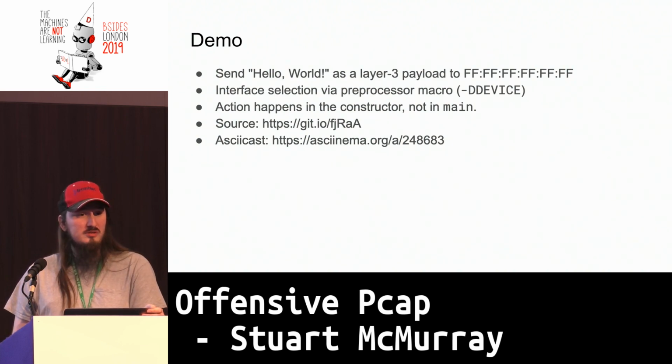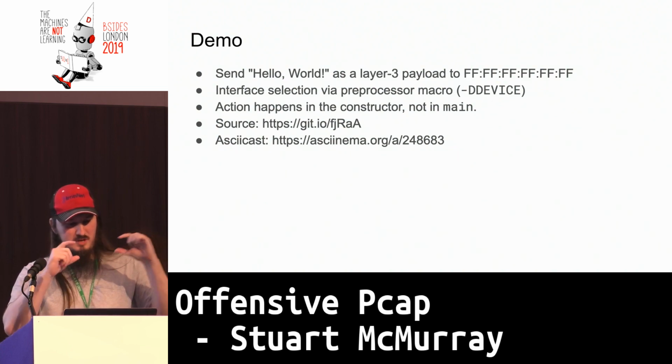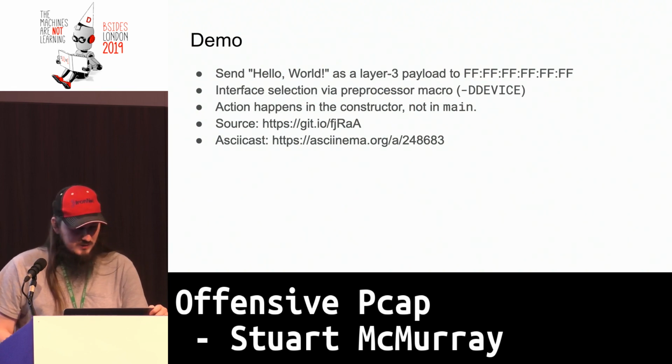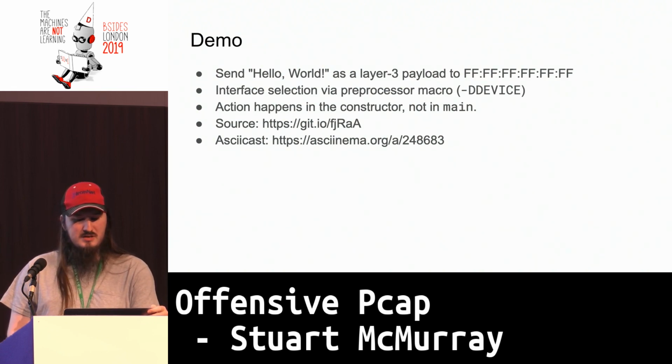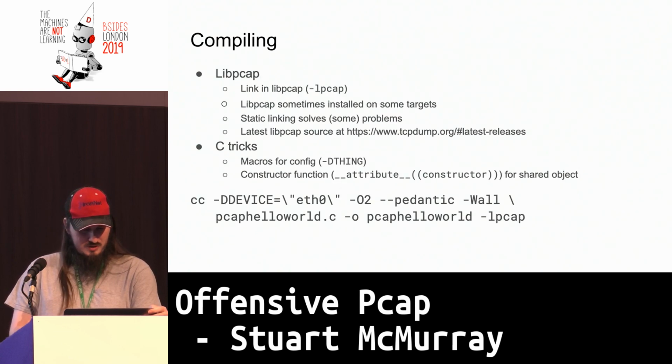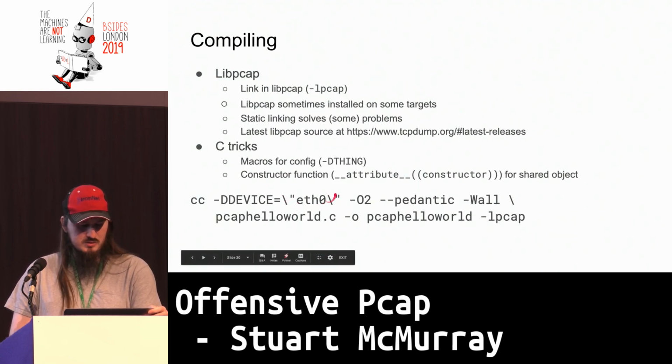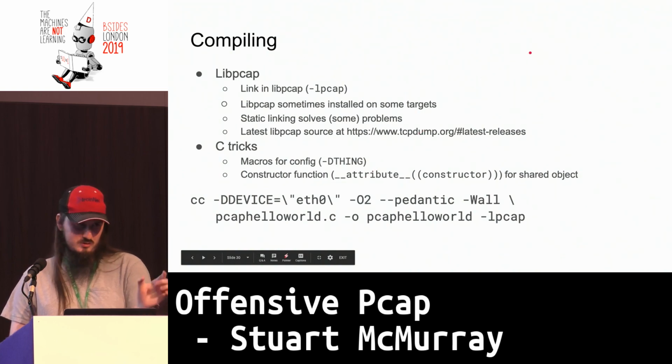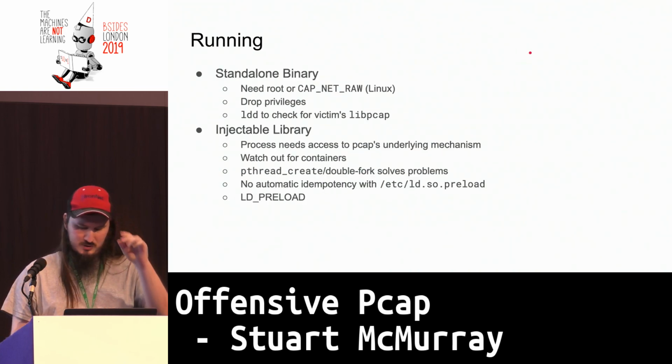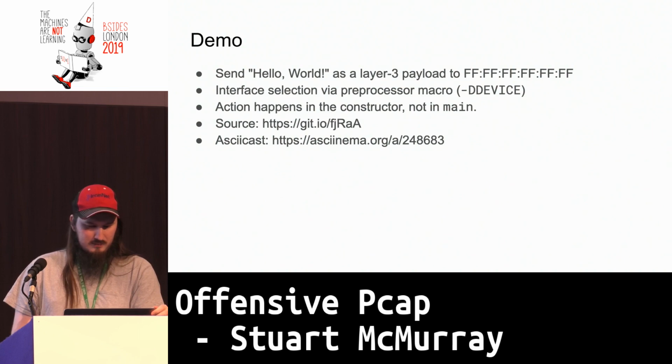All right, so first of the demos, this will be a little program. It'll just send hello world as the layer 3 payload to the broadcast address. So we'll have Ethernet hello world. Like we saw a couple slides back, we'll select the interface we inject on via the preprocessor macro, so DDEVICE. It's worth noting, I did not point it out, the quotes are important because otherwise it assumes eth0 goes straight into the source and not as a string. And then we'll write this so that it happens in a constructor, not in main.